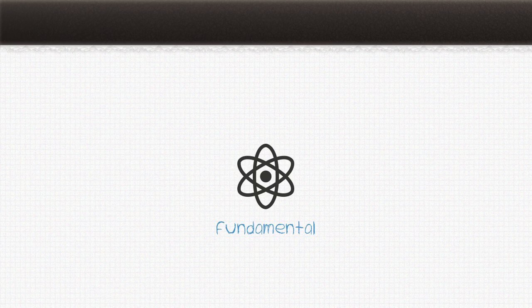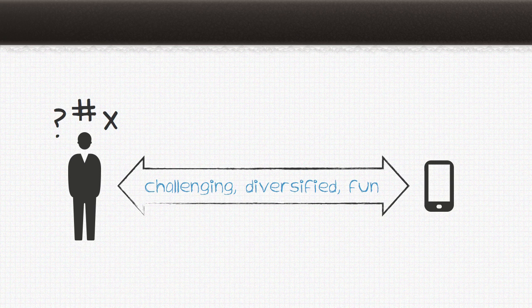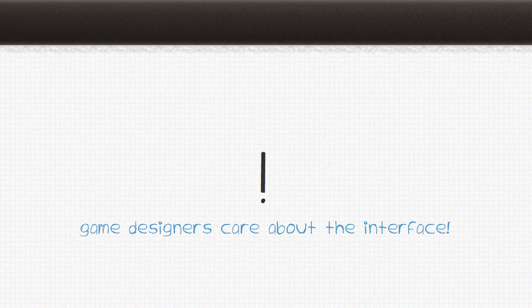Let's begin with something fundamental. Why should you care? Why is interface and interaction design important for game designers and developers? Interacting with your game should be challenging, diversified, and in the end fun. But struggling with poor controls and interface elements is not fun at all. A bad interface stands in the way of your game and the player. A poorly designed interface can corrupt the player's experience and lowers the potential of your game. That's why game designers care about the interface, to unfold the full potential of their game.